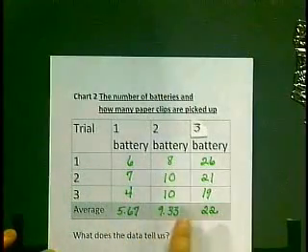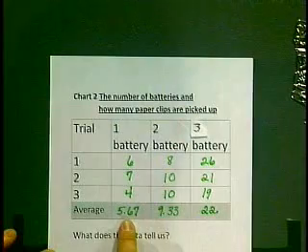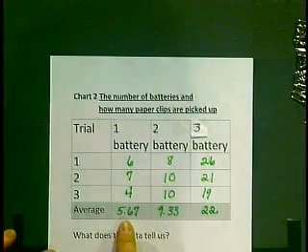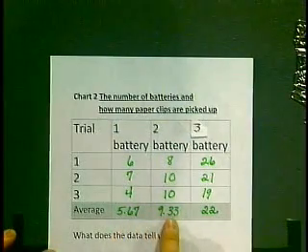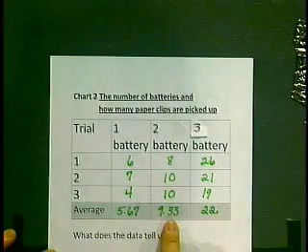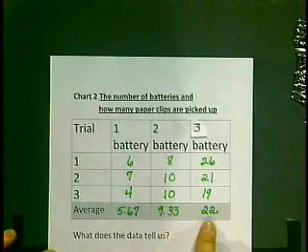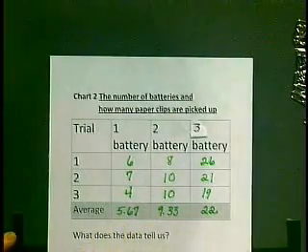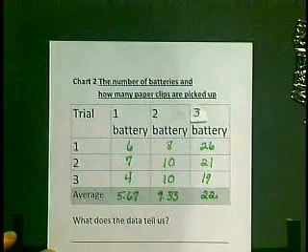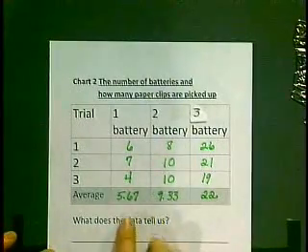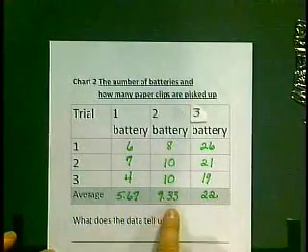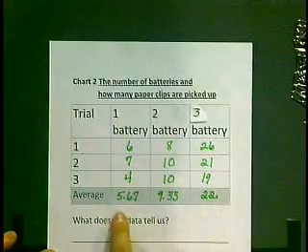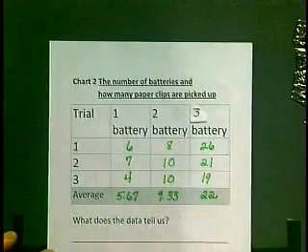We have averages. With 1 battery, the average picked up was 5.67. With 2 batteries, the average was 9.33. And with 3 batteries, the average was 22. Again, we ask the question, what does the data tell us? In this case, as we increase the number of batteries, the number of paper clips picked up also increases. That's the second bit of information.